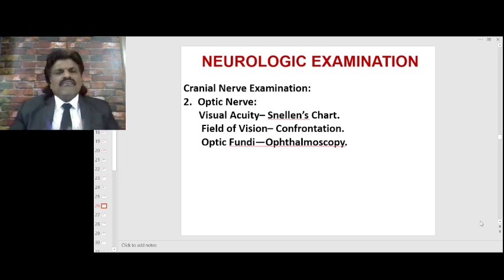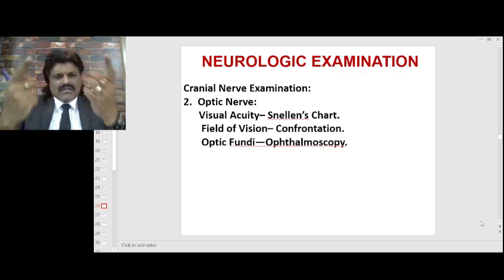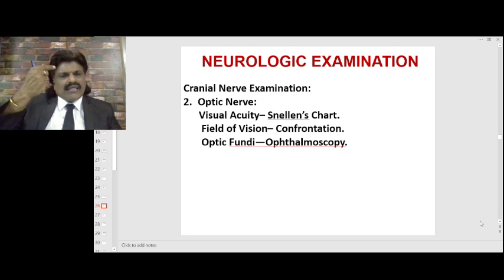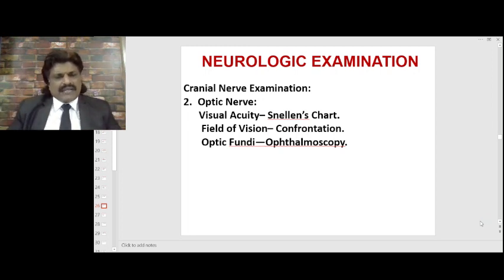Field of vision we test by confrontation. So we ask the patient to sit in front of us facing the examiner. The patient looks at the examiner's eyes, the examiner looks at the patient's eyes. He brings the hand from the lateral to the medial part, and the patient should be able to tell exactly when the hand has appeared, and it should coincide with the examiner seeing the hand at the same time. So by plotting these fields, we can make out whether the person has field defects, because this gives a lot of information.